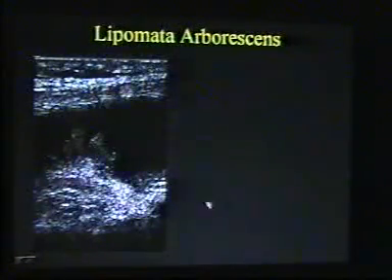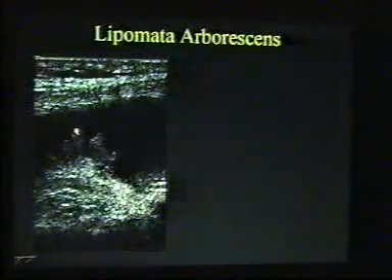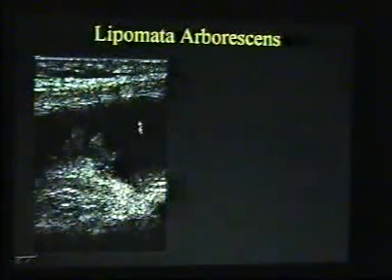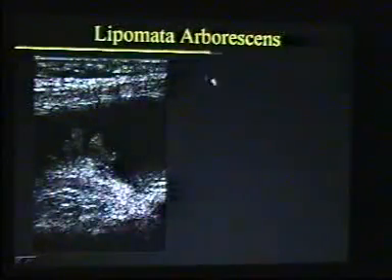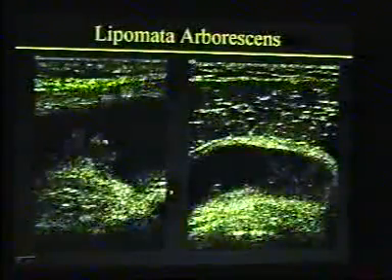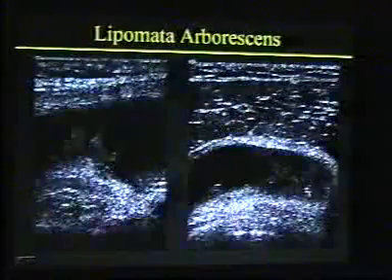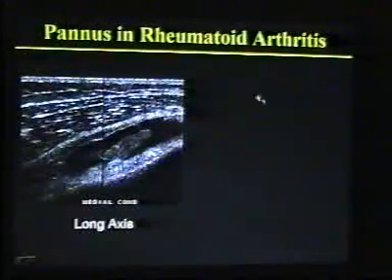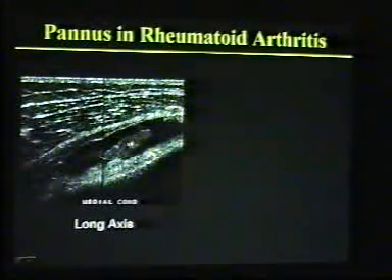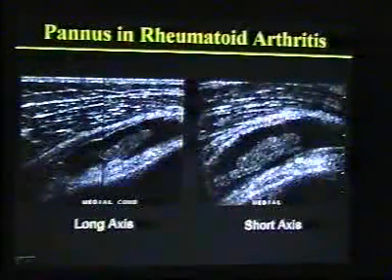We can have Lipoma Arborescens, spindle shaped projections within the joint. Here it is again, and usually seen in some cases of arthritis. A Pannus formation in rheumatoid arthritis. Here is the Pannus formation at short axis.